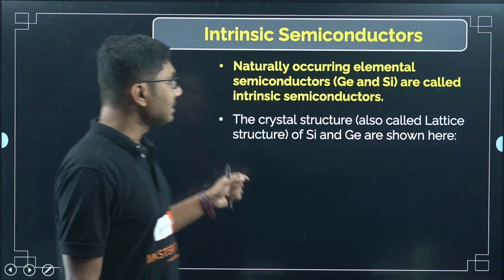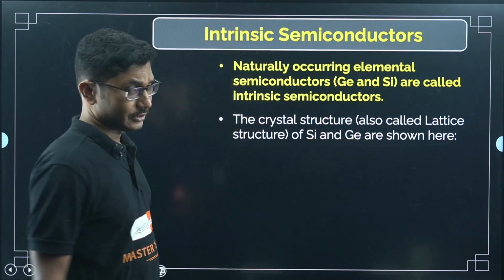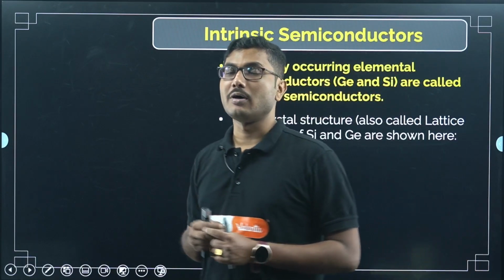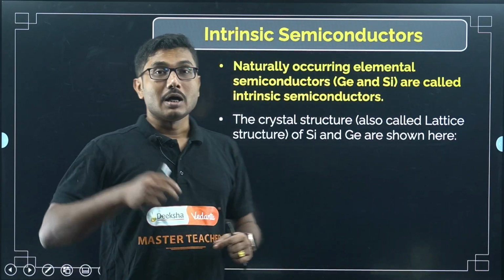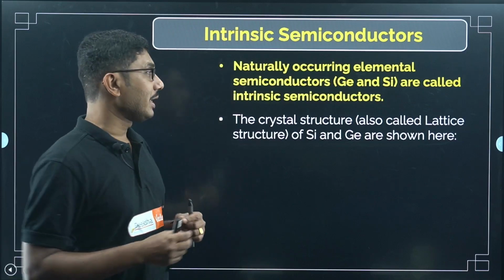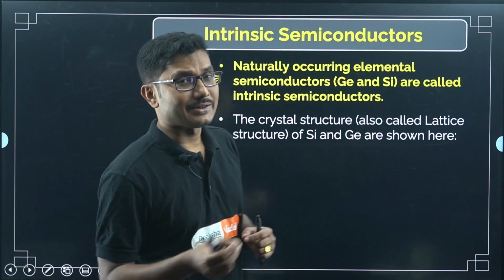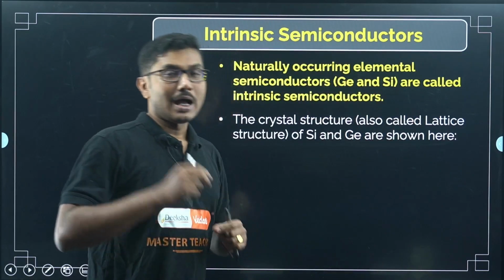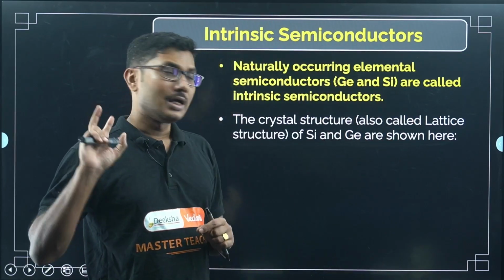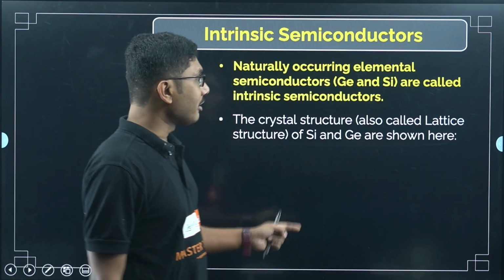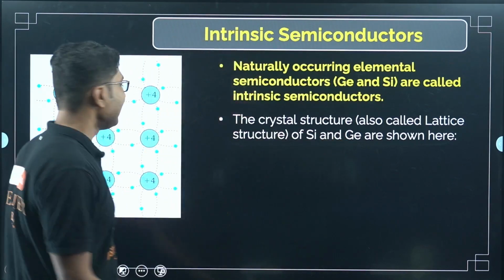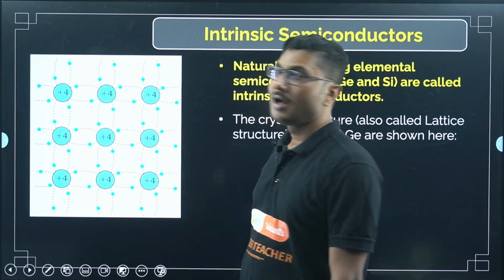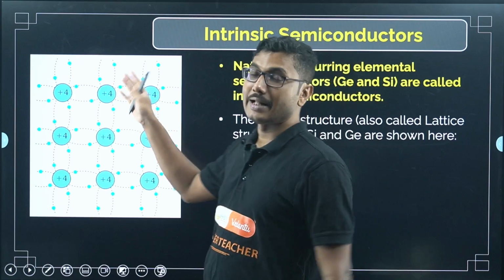The crystal structure is also called the lattice structure. Sometimes you might find it called lattice, sometimes crystal. They are the same. There is a little difference between lattice and crystal, but for your standard, they have almost the same meaning. Now silicon and germanium are shown here. Let us see the structure of silicon or germanium. Both are tetravalent, that is, their valence is 4.